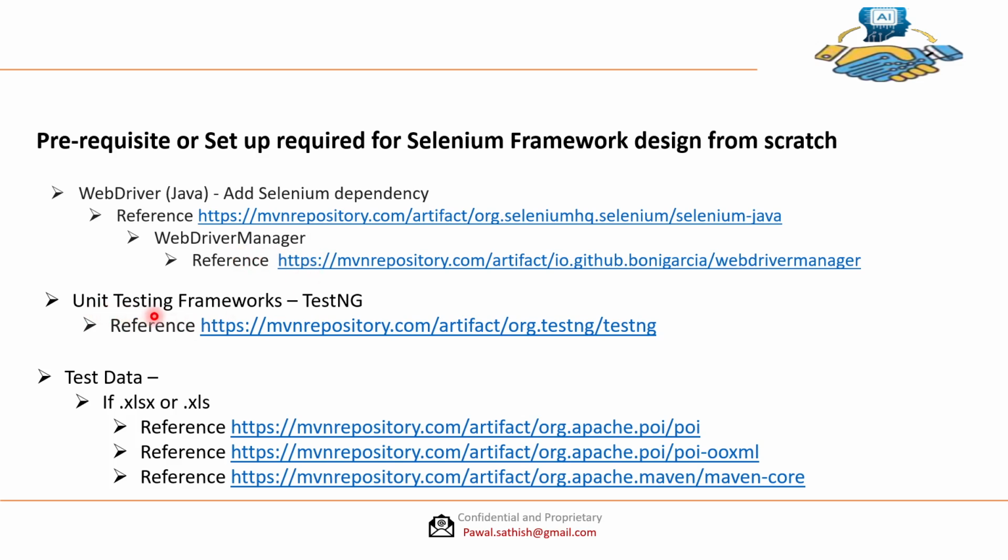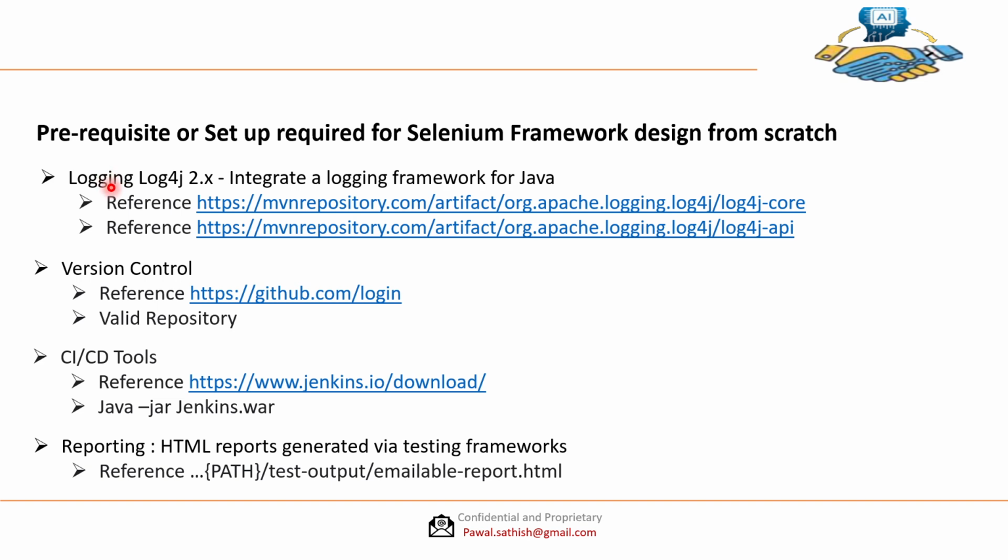Next we also require an execution and unit testing framework, that is the test engine. We can add the latest TestNG dependency in the pom.xml. Next, if in our framework we are using XLS files, we require the corresponding dependency, and we will update it into the pom.xml. Apart from that, we also require logs, so we can use Log4j 2.x. We can find the latest version in the Maven repository and add the same in the pom.xml.